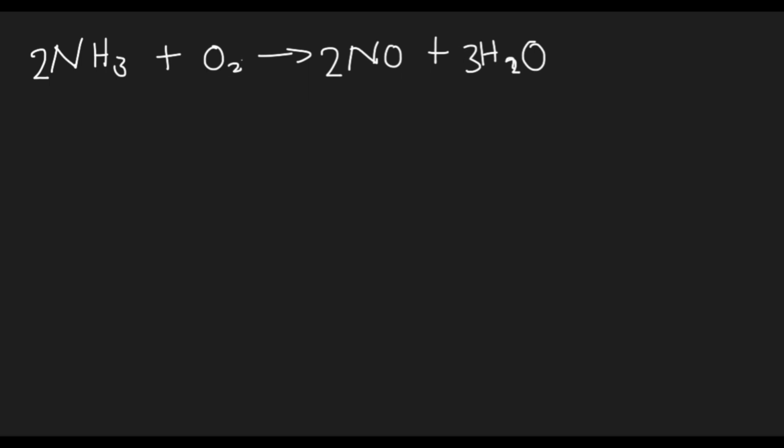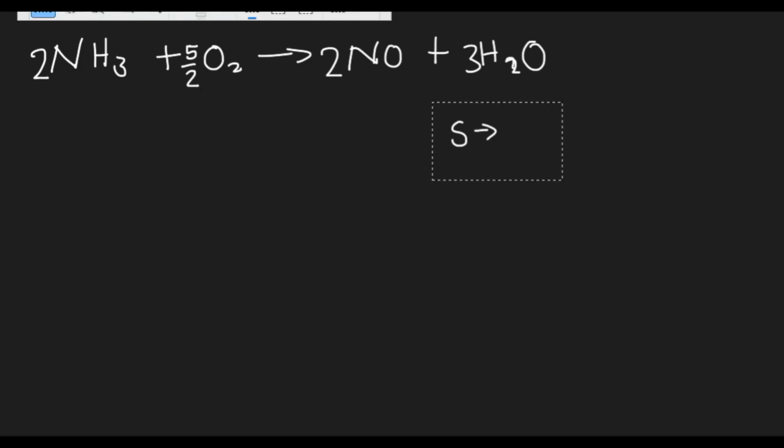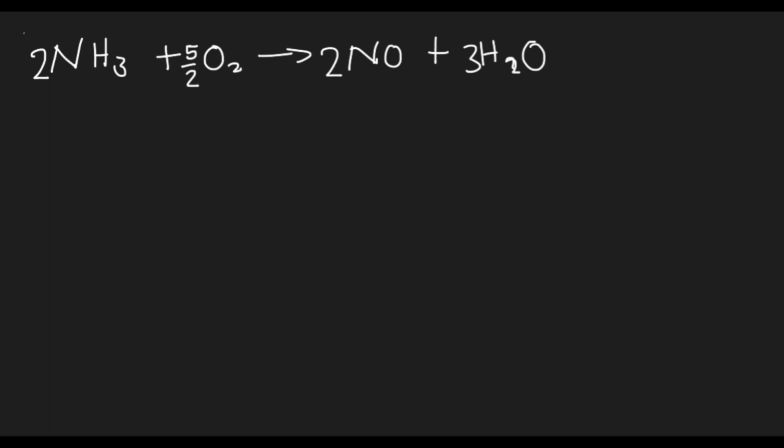Now I said whenever you have a single element, like for our oxygen, it's easy to balance that one, so that one shouldn't give us that headache. So let's look at the number of atoms of oxygen on the product side. So we have 2 times 1, so 2 from nitrogen monoxide plus 3 from water, which is giving us 5. Now we know that 5 is an odd number, so it means we need 5 over 2. Now since we don't need the fraction, we are supposed to now multiply everything by 2.